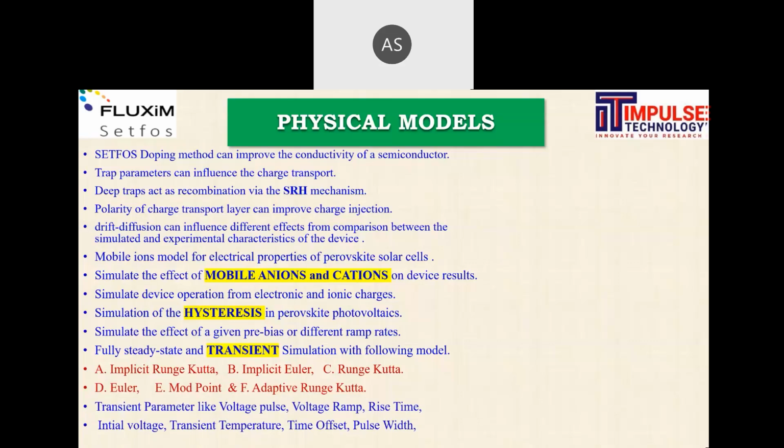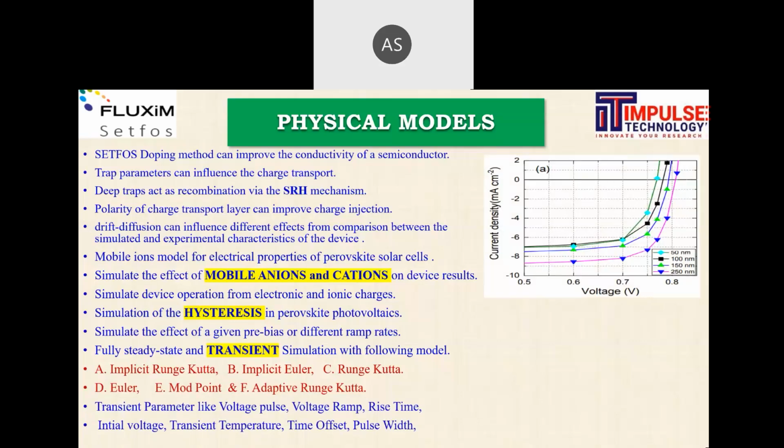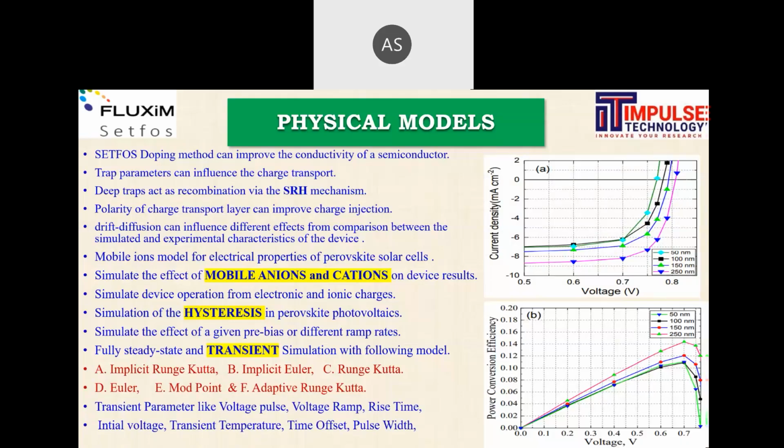So with respect to time, when you relax your solar cell, you can check how the dark current or illumination current behaves for your solar cell, and you can plot accordingly the charge density and power conversion efficiency.